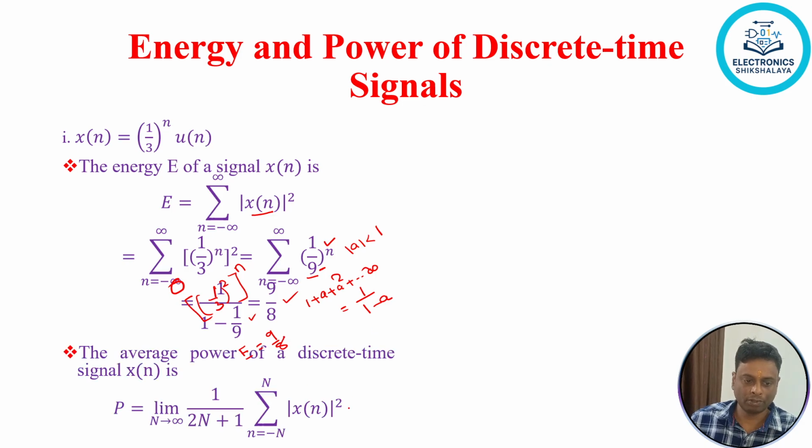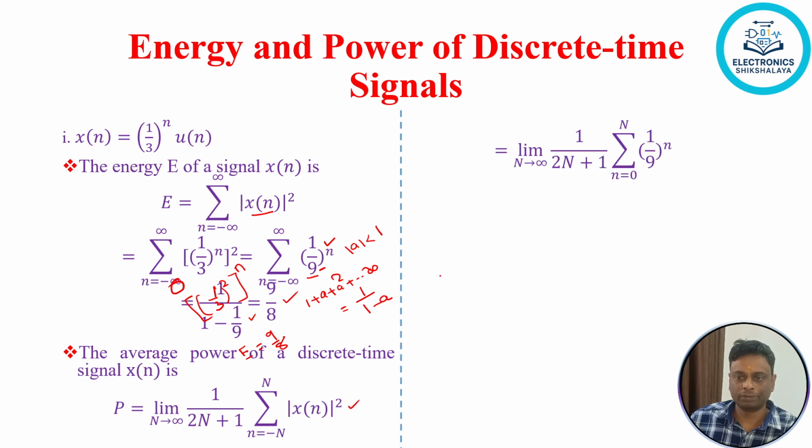Now the power formula is like this. Power equal to this, the summation from 0 to n of 1 by 9 to the power of n. So what is the formula for finding this? It is a finite GP series, so 0 to n. The formula is 1 plus a plus a square, up to a to the power of n, which equals 1 minus a to the power of n plus 1, divided by 1 minus a.